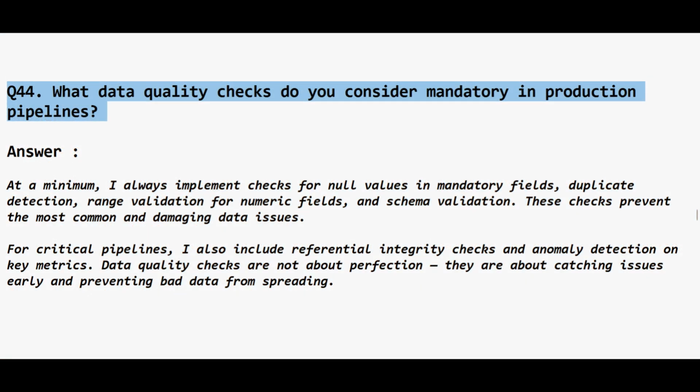Question 44. What data quality checks do you consider mandatory in production pipelines? Answer. At a minimum, I always implement checks for null values in mandatory fields, duplicate detection, range validation for numeric fields, and schema validation. These checks prevent the most common and damaging data issues. For critical pipelines, I also include referential integrity checks and anomaly detection on key metrics. Data quality checks are not about perfection, they are about catching issues early and preventing bad data from spreading.